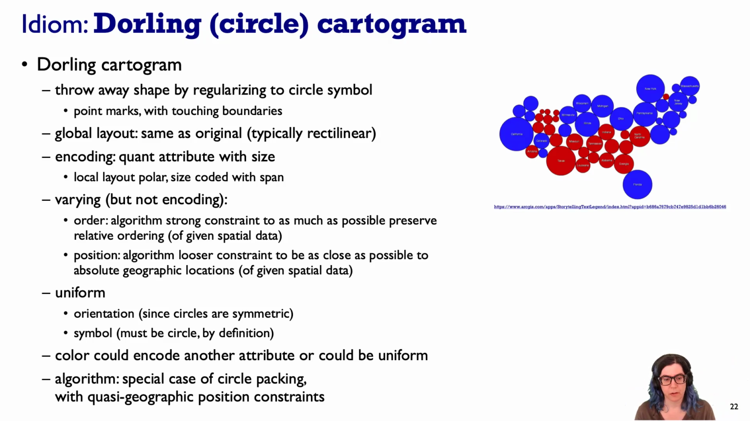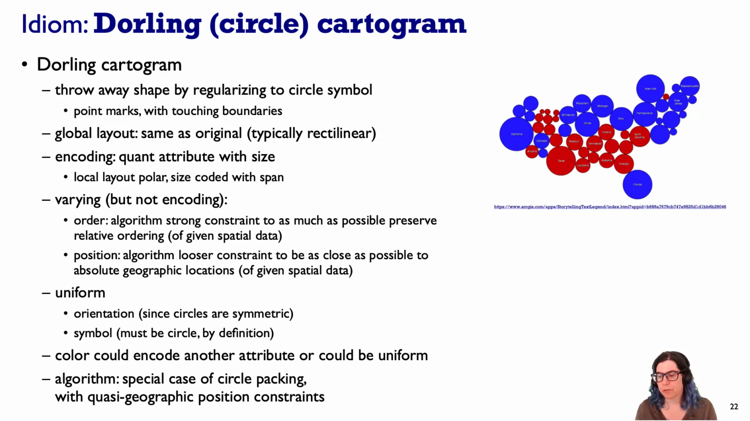Now, what's uniform here? Well, orientation's uniform. The circles are symmetric, so we can't possibly orientation code anything. And by definition, with a Dorling cartogram, the symbol is a circle. So of course, we're not going to be symbol coding this. They're all circles. You could use color to encode something, or it could be uniform. In this case, the example here is encoding, obviously.